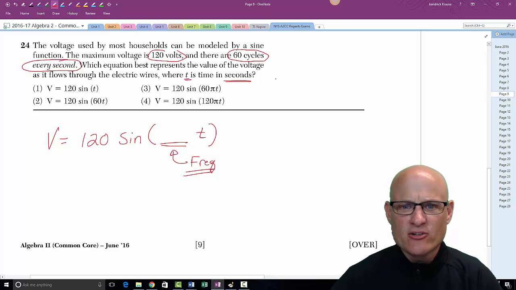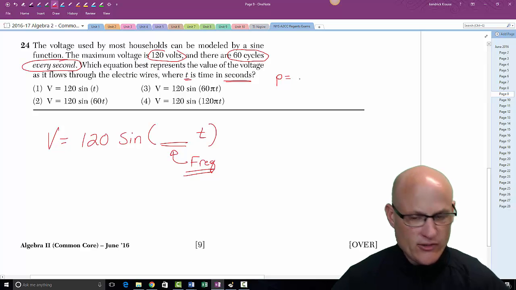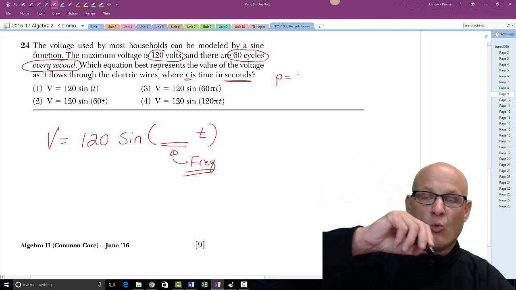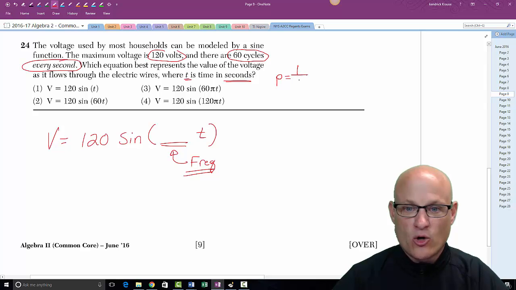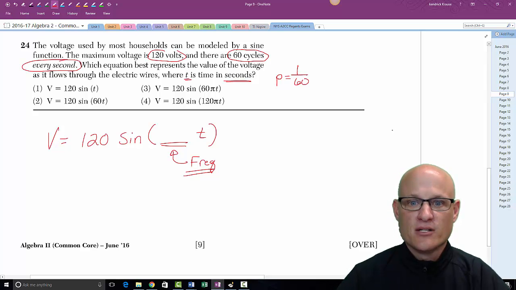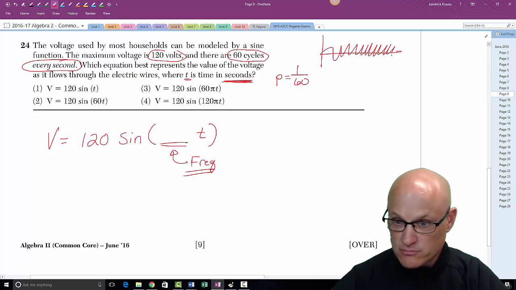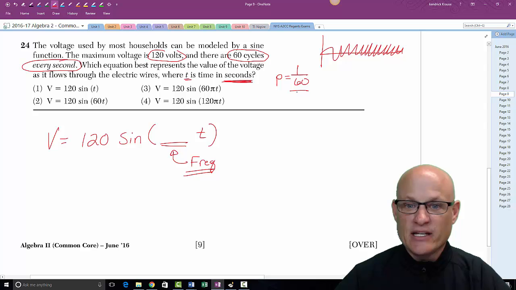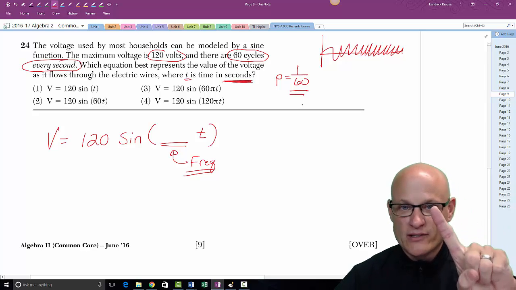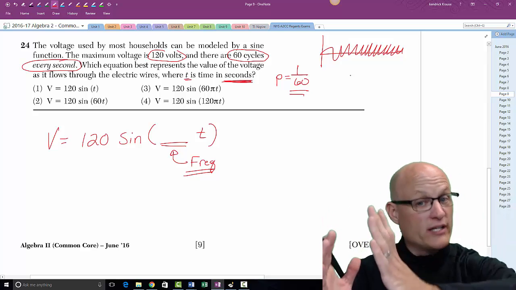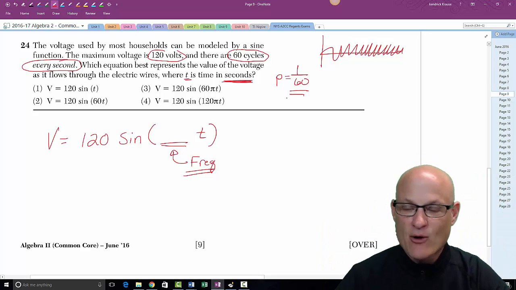So that means my period is, let's see, if it finished 60 full cycles every second, my period is 1 over 60. Because I want to know what happens in a second. In 1 second, it goes 60 times. Well, remember, period is the time it takes to finish 1 cycle. So if it finishes 60 cycles in a second, it finishes 1 in 1/60th of a second. Okay, how does that help?